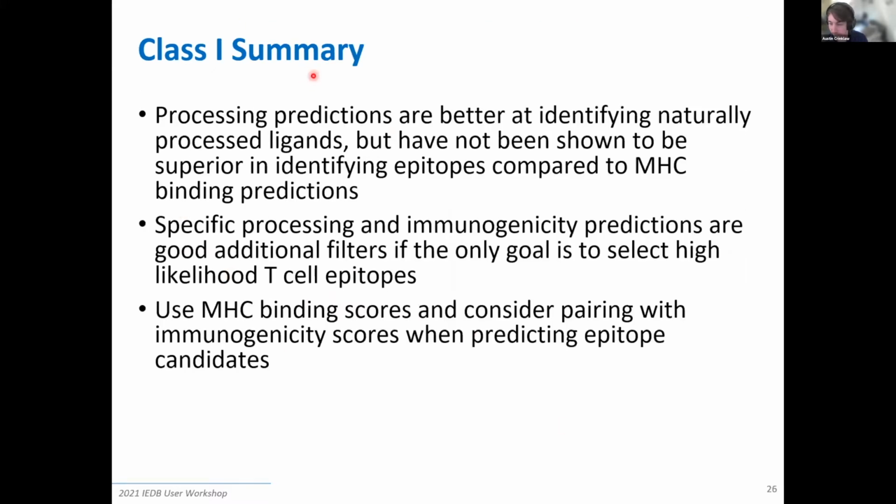I kind of blazed through this. So, class 1 summary, just to reiterate: the processing predictions that I covered are better when you want to identify naturally processed ligands, but we don't have any evidence or data that shows that they can be superior when you're trying to identify epitopes compared to the MHC binding predictions. These specific predictions are good additional filters if your only goal is to select high likelihood T cell epitopes. Our recommendation is that you just use MHC binding scores and maybe consider pairing them with immunogenicity scores when you want to predict epitope candidates.